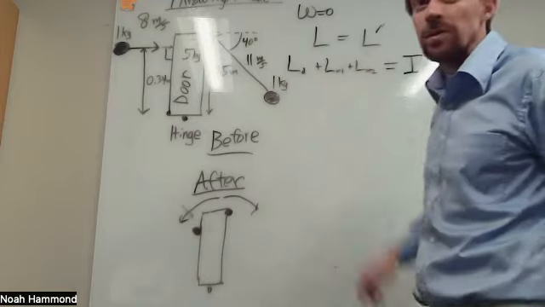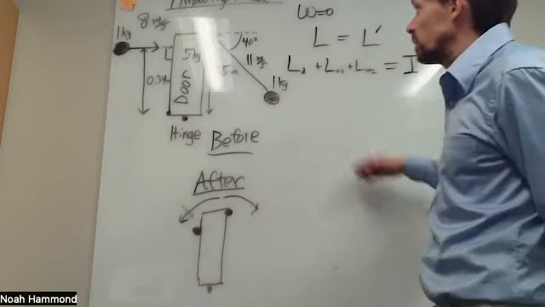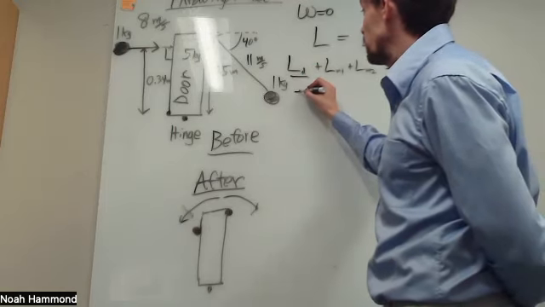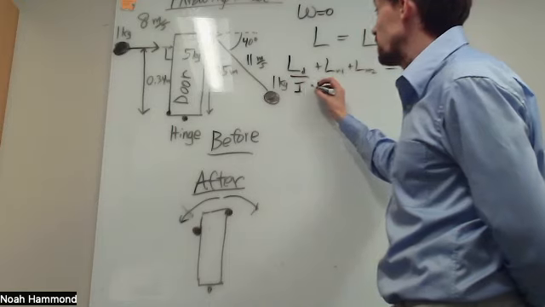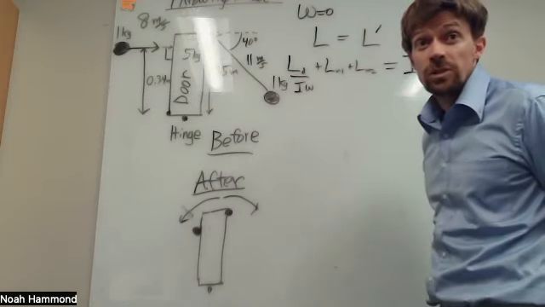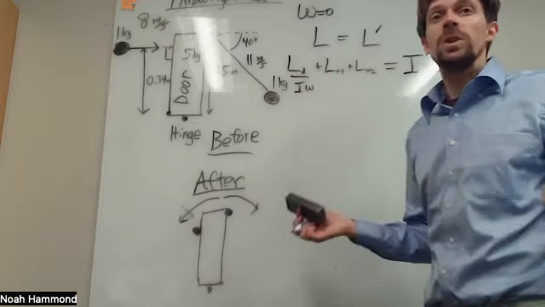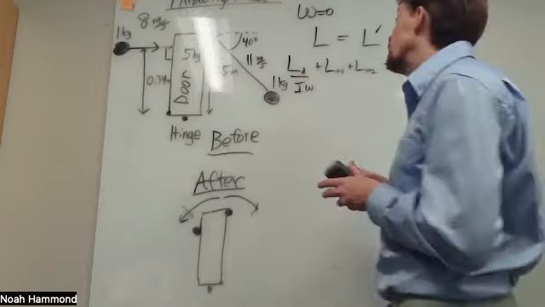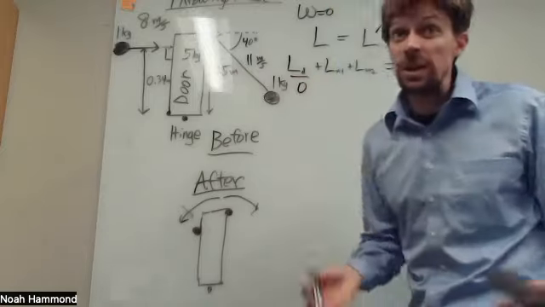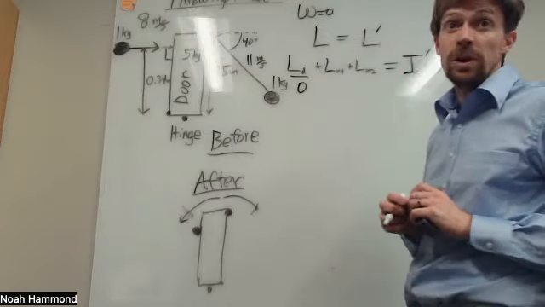But let's go back and think about the before case. The initial angular momentum of the door is going to be the moment of inertia of the door times the initial rotational velocity of the door, which is 0. The door has no angular momentum initially, 0. But that doesn't mean our system doesn't have angular momentum, because we have to include the mud balls in our system.